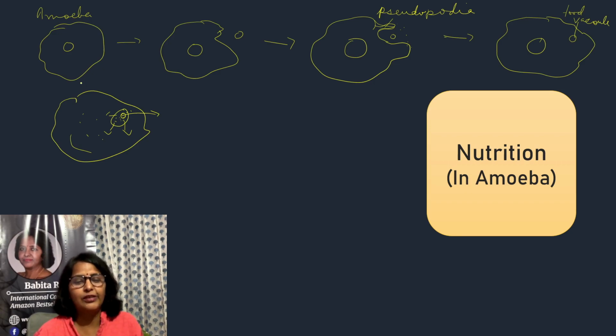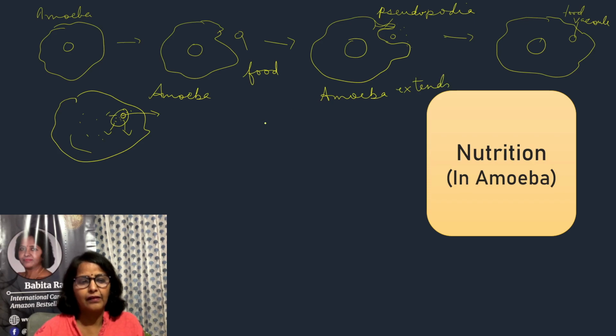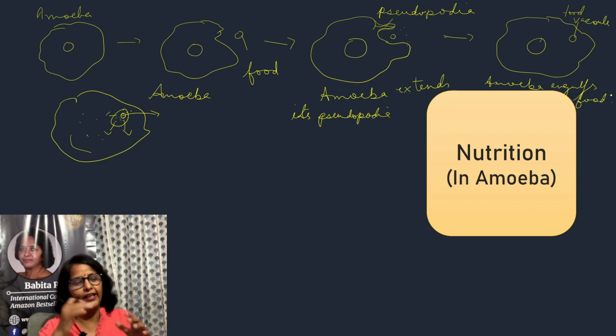Whenever you are supposed to draw the diagram, you will draw these 4 diagrams and you will write here: amoeba, food, amoeba extends its pseudopodia, amoeba engulfs food. So this is how food is taken inside the amoeba.